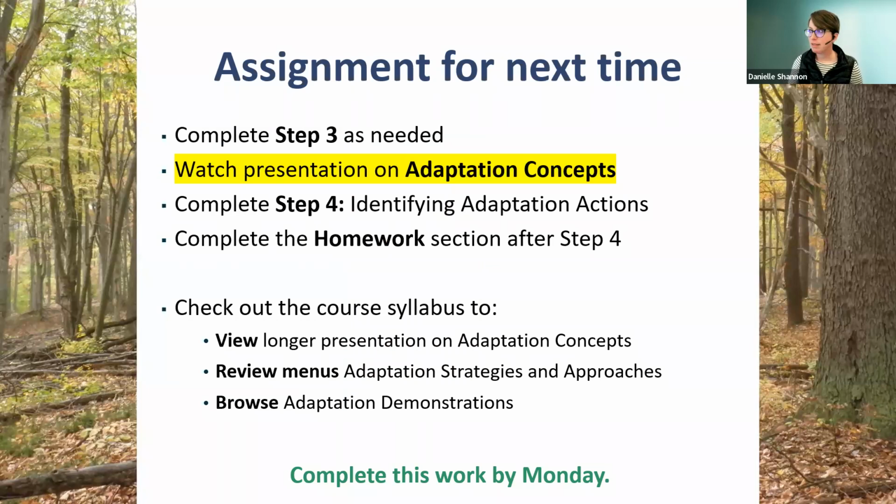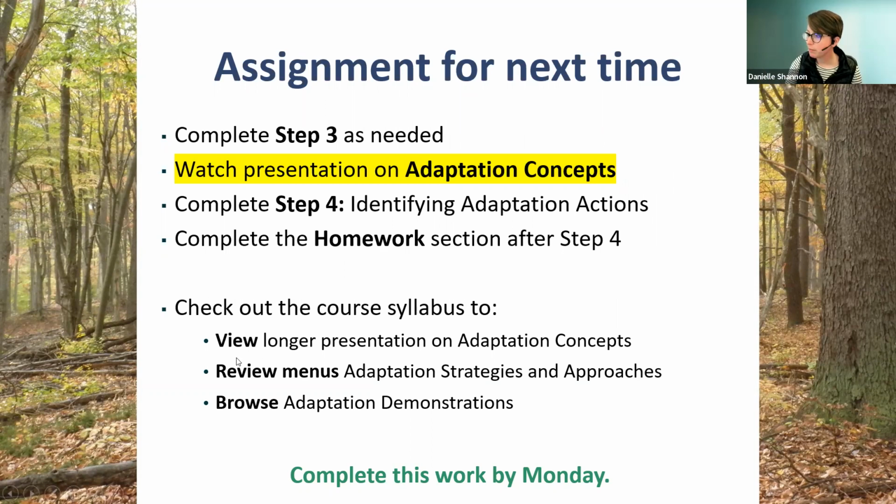Okay, so our assignment for next time we meet, so from now until then, complete any work you haven't completed, please. Then really sit down with that course syllabus and start with that short video on adaptation concepts. So give yourself like an hour. Adaptation concepts is 27 minutes long, and then start really thinking about those tactics that you might take. Start checking out menus, see how the tactics align with different approaches, and you're well on your way.